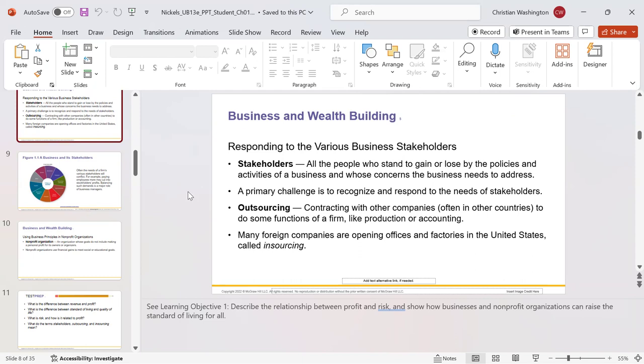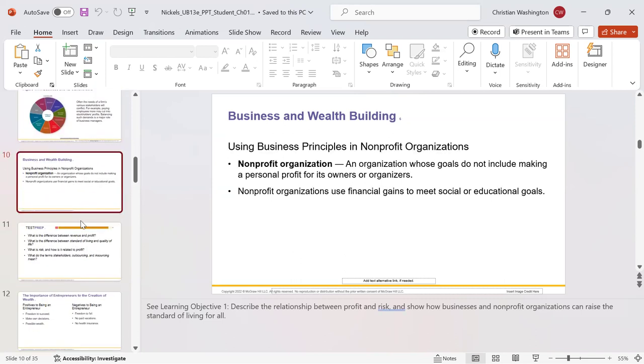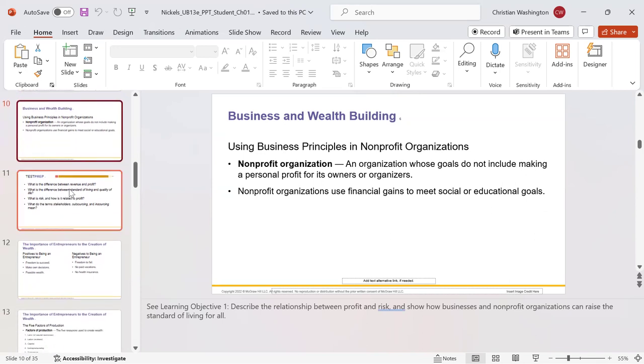Stakeholders are people who are involved in your business. These are people who have a stake in your business. Outsourcing is using people that are not involved in your business, but you're utilizing their services from outside. So, for example, if I want to create a website, I can hire a third-party company to produce and create and host my website. That would be me outsourcing. So that's an important understanding of that. Of course, we know about not-for-profits. I'm not going to touch too much into that.